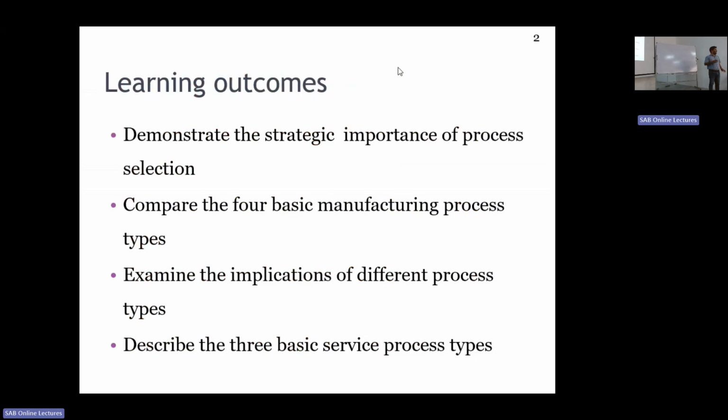You'll understand later there are different process types, and selecting them based on their characteristics. So you will be able to compare those process types for manufacturing and for services, and where to use which one. That is what we try to cover in this topic. That is the content we are going to cover.